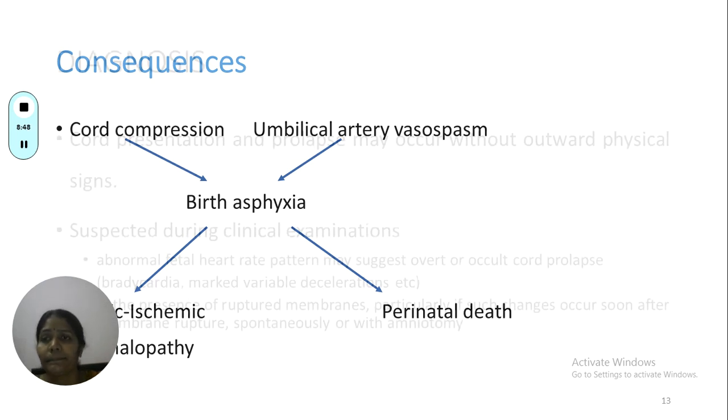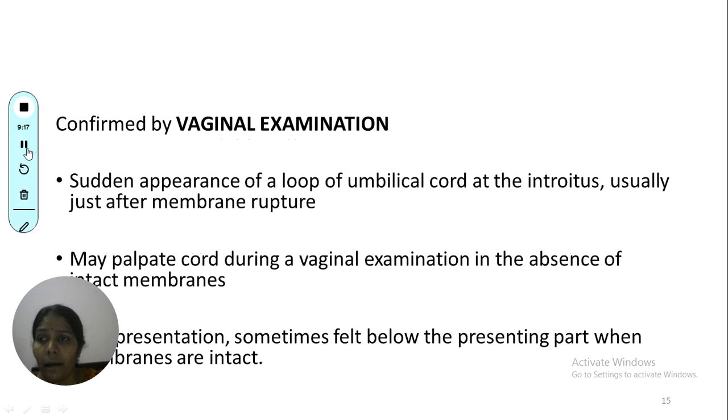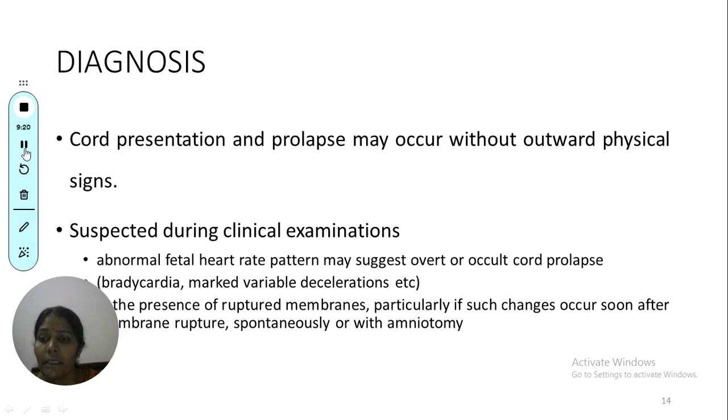Which is important. So how do we diagnose that a cord prolapse has occurred? This entity of cord prolapse should always be kept in mind, and it may occur without outward physical signs. So when should we suspect that a cord prolapse might have occurred? During clinical examination, any abnormal fetal heart rate pattern may suggest overt or occult cord prolapse, that is bradycardia or marked variable decelerations. In such cases we can say that there might be an occult cord prolapse.